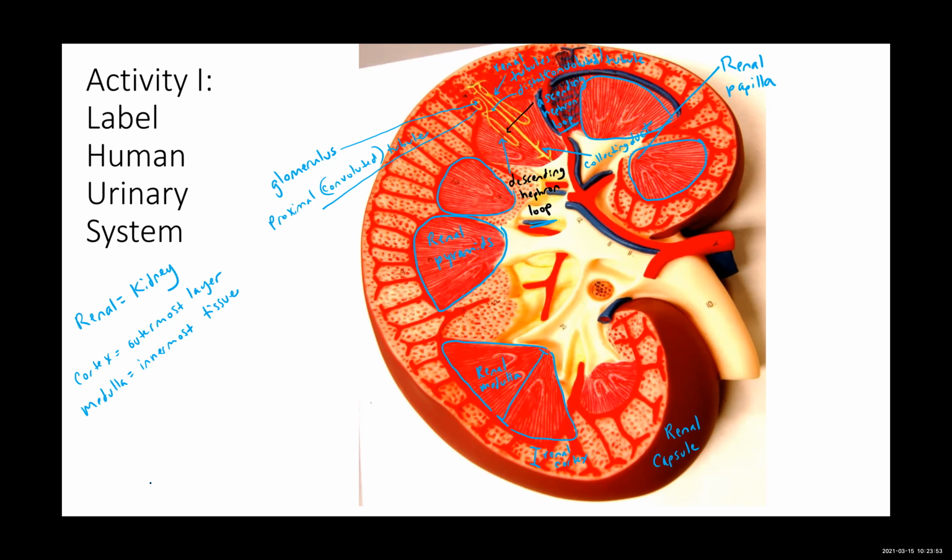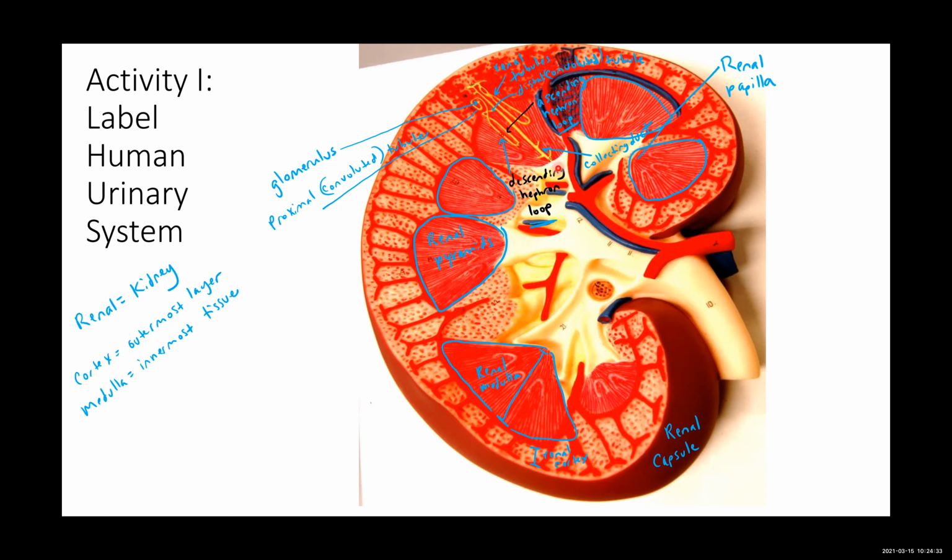So let me do my laser. So we see right here is the glomerulus. That's where the glomerulus is located. And from the glomerulus, you see the nephron makes this kind of circle, and that's proximal convoluted tubule. And then the loop goes down. So that's our descending nephron loop. And then the loop goes up. So that's our ascending nephron loop. And then it connects to the distal convoluted tubule. Distal convoluted tubule feeds right into the collecting duct right here.